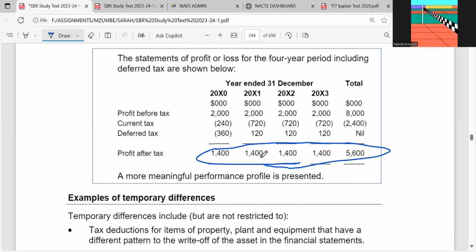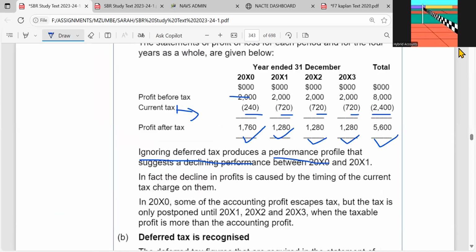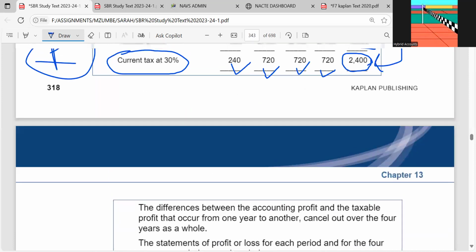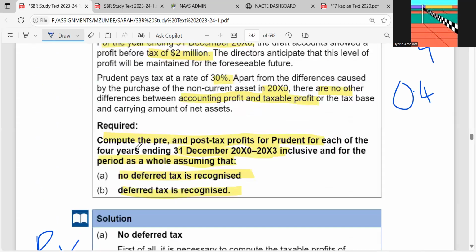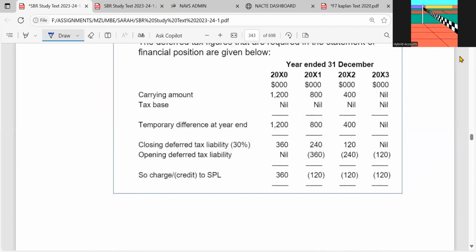All right. Now let's go back to the requirement and then come back to finish up with this concept. Here you are told, assuming that deferred tax is recognized. Now let's go on and recognize the deferred tax and accomplish this task, right?